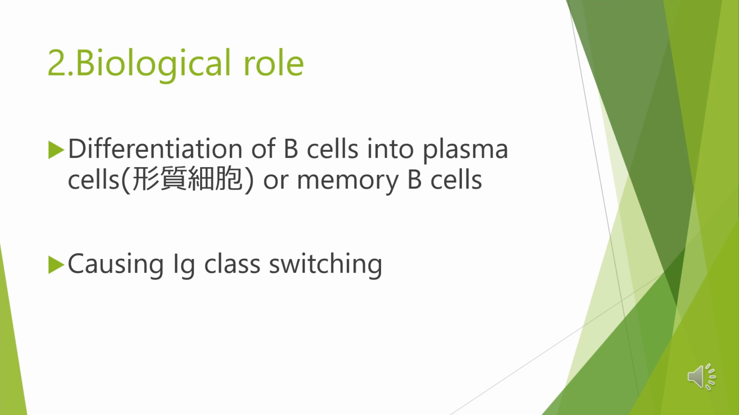Final topic is a biological role. There are several roles, two of which I will now describe. One role is to differentiate B cells into plasma cells or memory B cells. The other role is to cause Ig class switching.